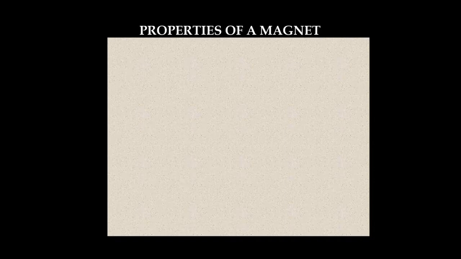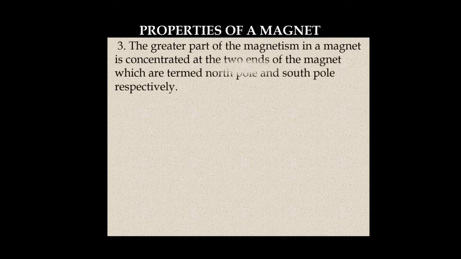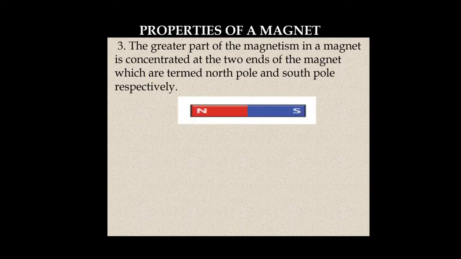Let's see about the other properties of magnet. The greater part of the magnetism in a magnet is concentrated at the two ends of the magnet, which are termed north pole and south pole respectively. So in a magnet we can see two poles, north pole and south pole, and north pole will be written as capital N and south pole written in the magnet as capital S.